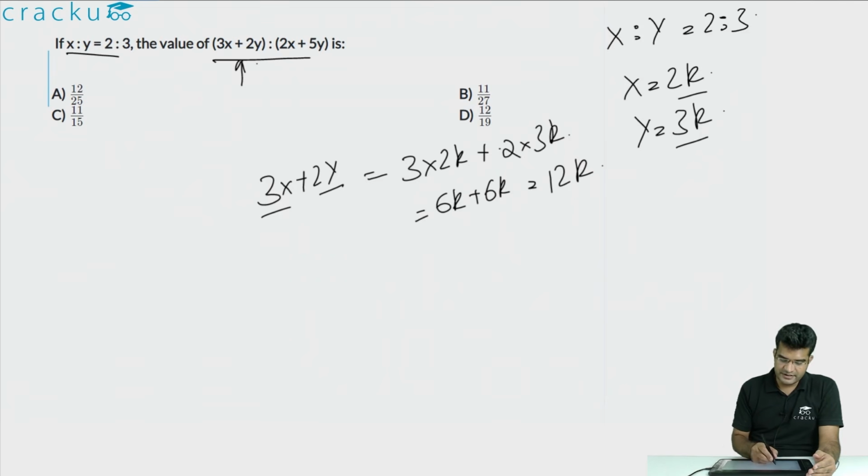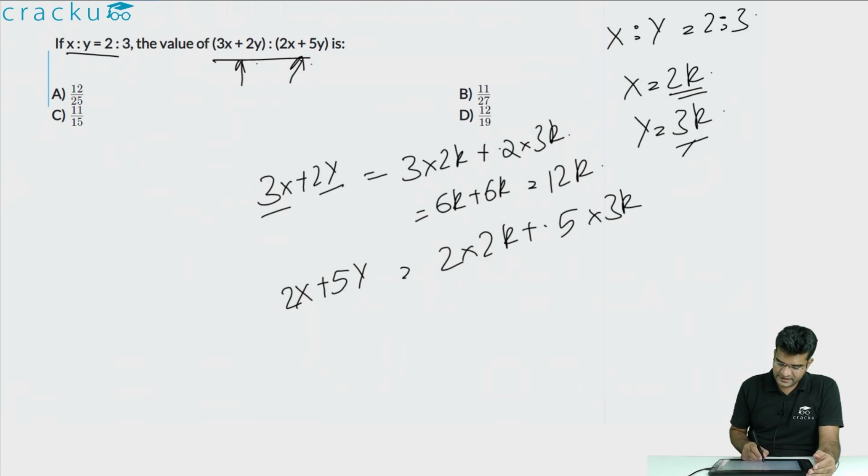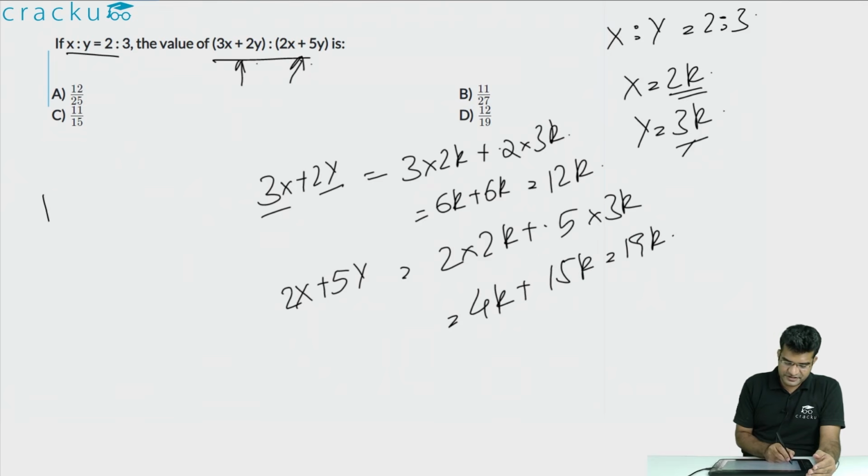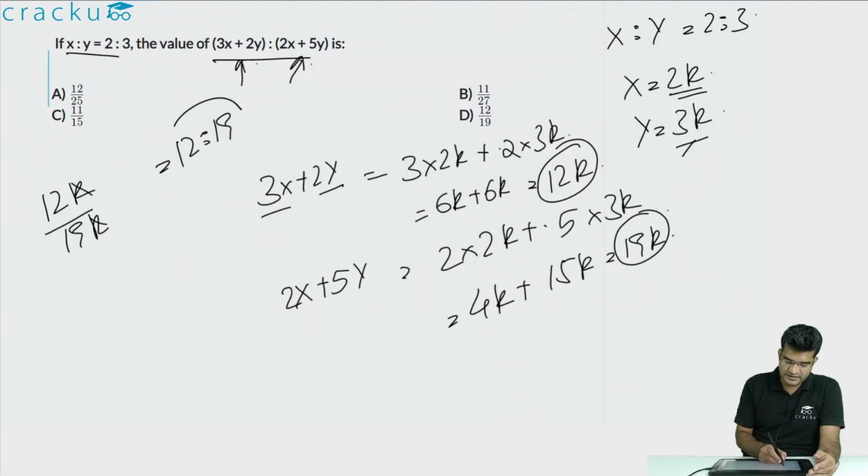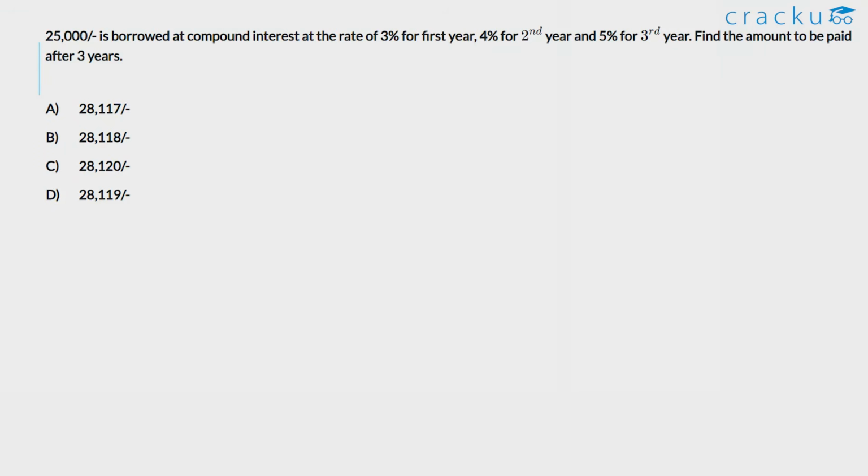This is the numerator, and the denominator is 2x plus 5y. What is the value of 2x plus 5y? It will be 2 into 2k plus 5 into 3k, which is 4k plus 15k, equal to 19k. So the required ratio is 12k is to 19k. You can cancel k on both sides, so the required ratio is 12 is to 19, which is the answer.